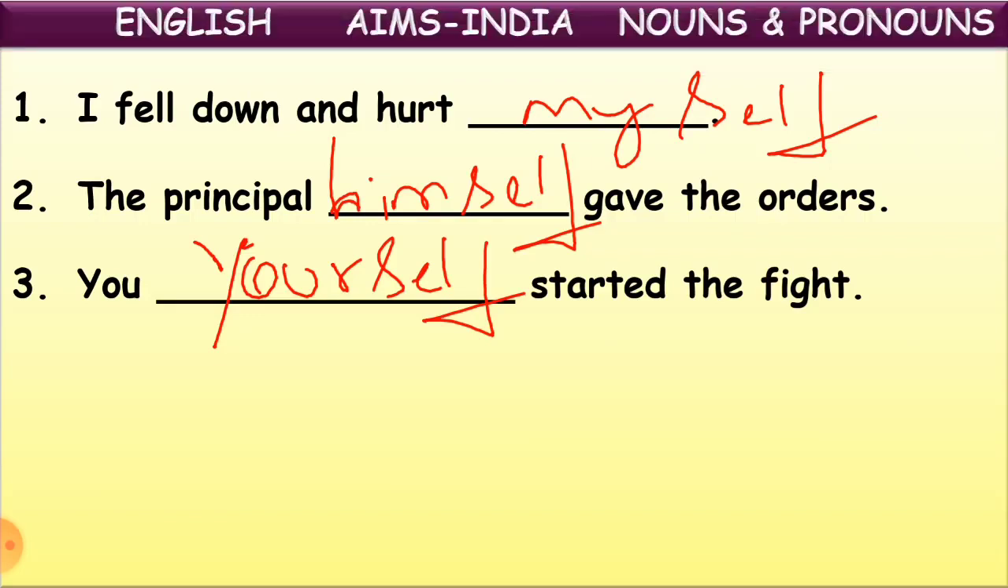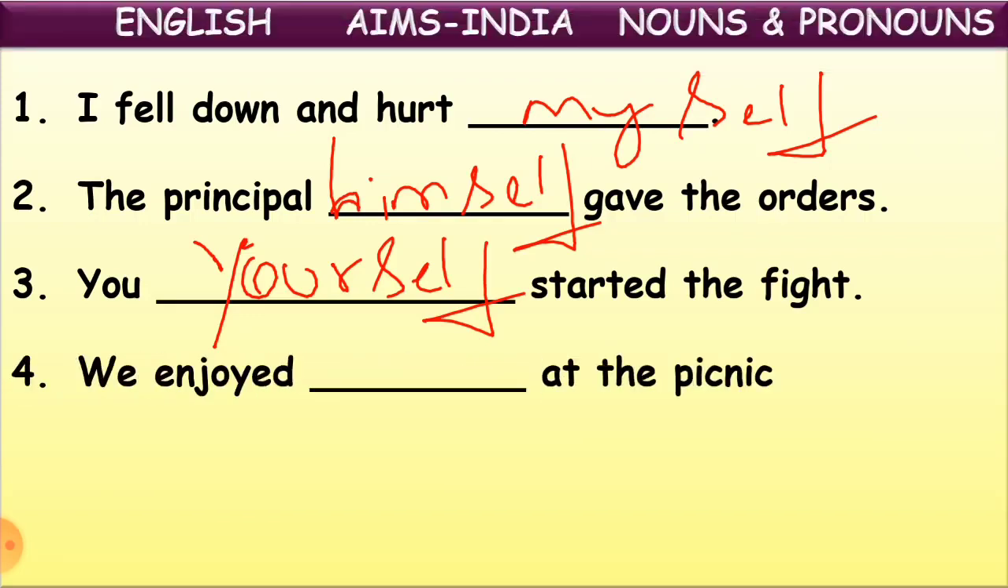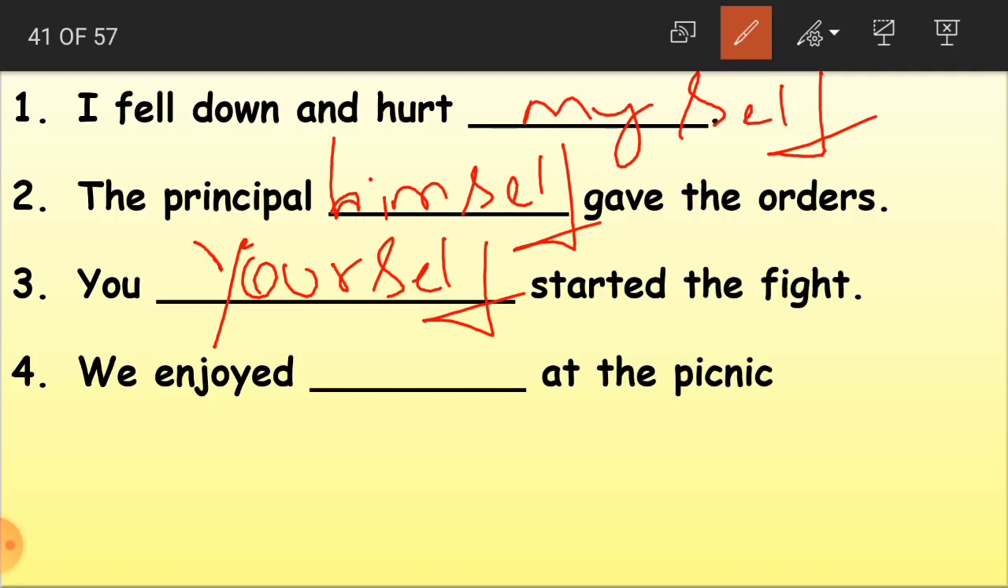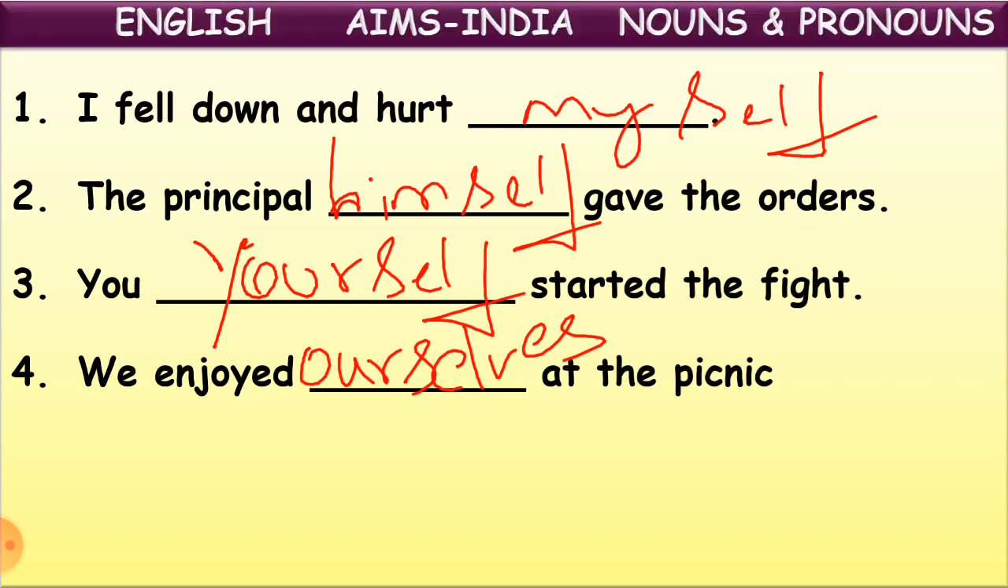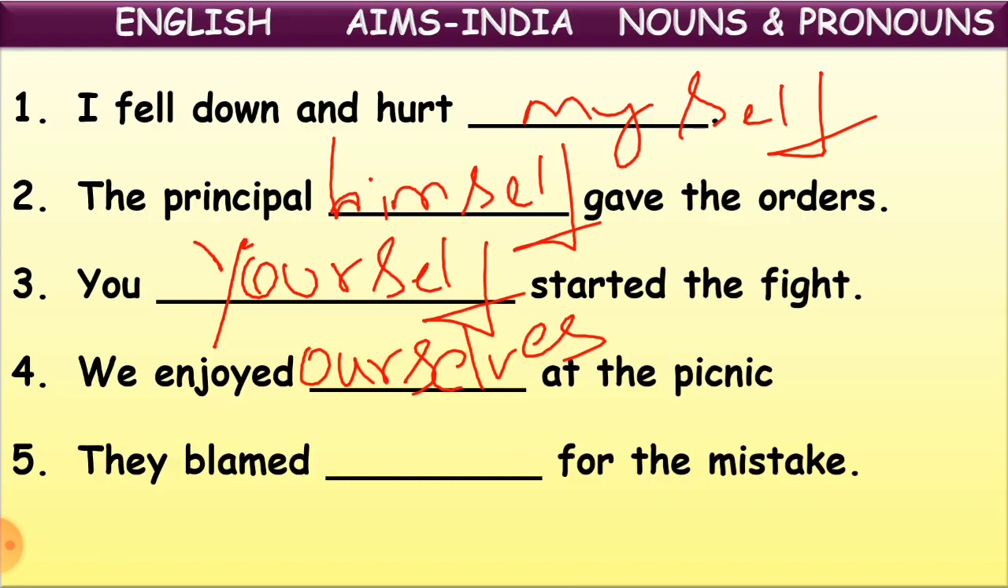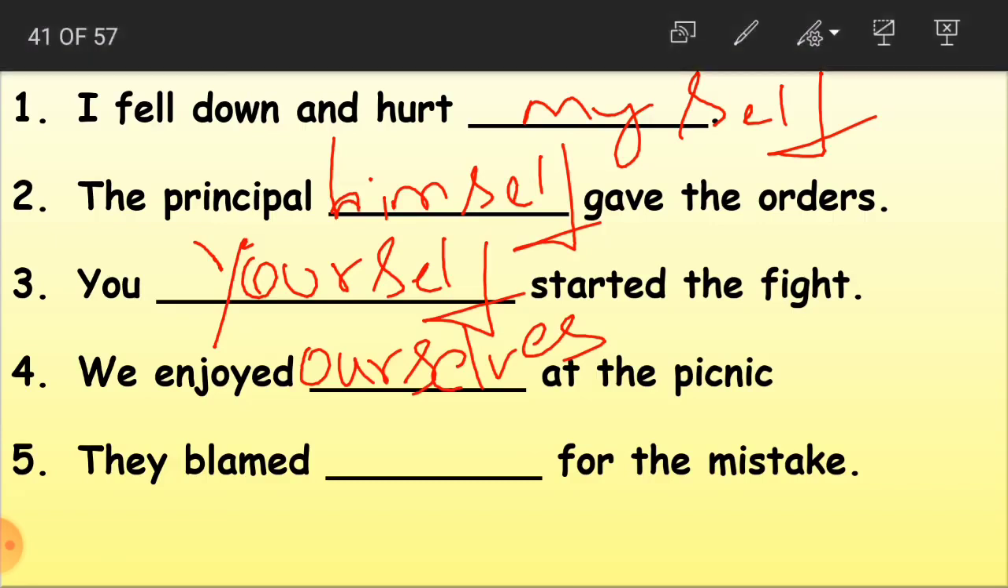Okay, children? Now the other sentence. We enjoyed dash at the picnic. We enjoyed ourselves. We enjoyed ourselves at the picnic. Okay. Now the fifth one. They blamed dash for the mistake. They, themselves.